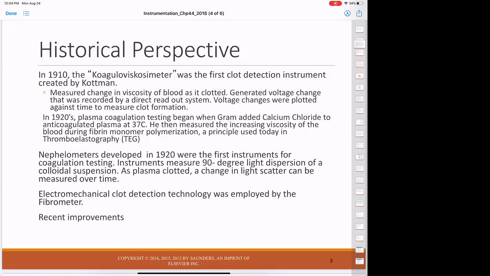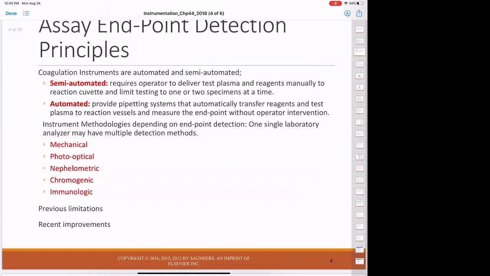So obviously, analyzers nowadays offer a variety of testing. These instruments have multiple tests in them. Before, it really was simple. It was about just performing a routine PT and APTT. Now, instruments can be used to do specialized tests, and these specialized tests can now be done in hospital settings rather than having to be sent out to reference labs.